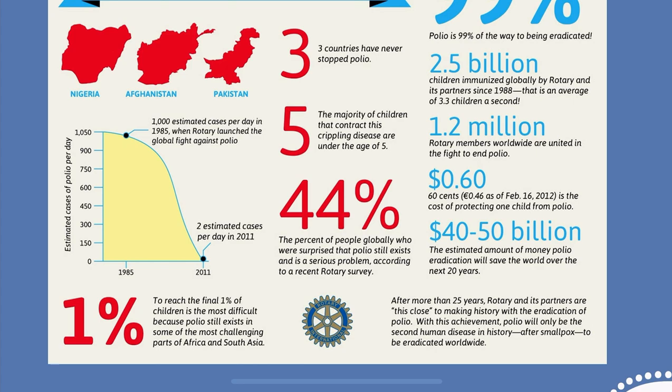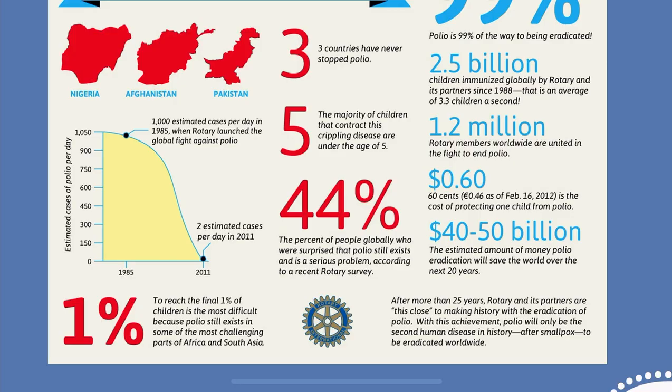1% to reach the final 1% of the children is the most difficult. So we still have that 1% children left who are very difficult to reach because the polio is still existing in some of the most challenging parts of Africa and South Asia. They are the most underdeveloped countries. In those underdeveloped sections of these countries, it is very hard to reach the remaining less than 1% of the children. Okay.